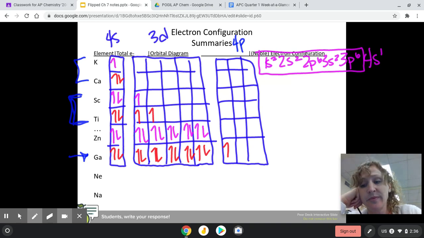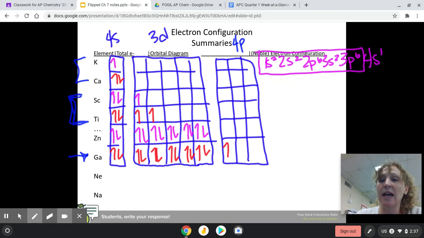And notice it fills up the 3p shell. It has 18 electrons that it contains there. So that's the noble gas electron. That's the electron configuration for the noble gas argon.